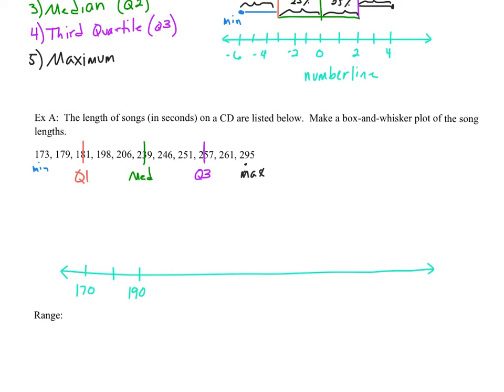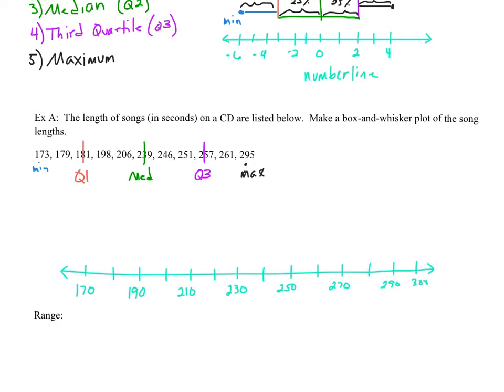I guess I'll just label all of it. Nope, I don't have enough room. Sorry, and then this would be 200. This is 210, 220, 230, 240, 250, 260, 270, 280, 290, and boom, 300.